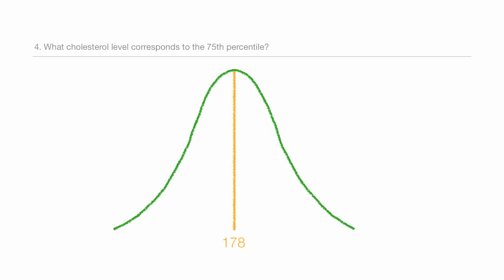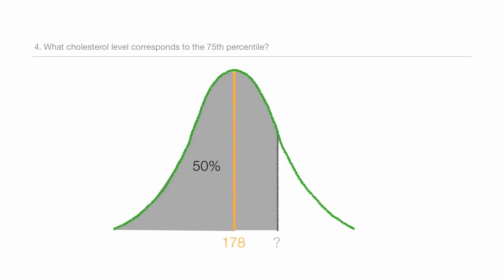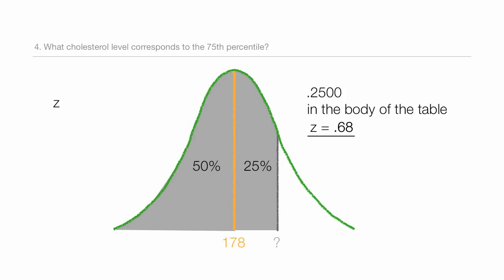What cholesterol level corresponds to the 75th percentile? This area is 0.50, or 50%, and this area we don't know about. We know it needs to be 25%, but we don't know what the z-score is. If you look up 0.250 in the body of the normalized table, the z is 0.68. So z is equal to some observation, which we're trying to determine, minus 178, the mean, divided by 40. We take that 0.68 and we put it over there for the z-score. So z is equal to 0.68.